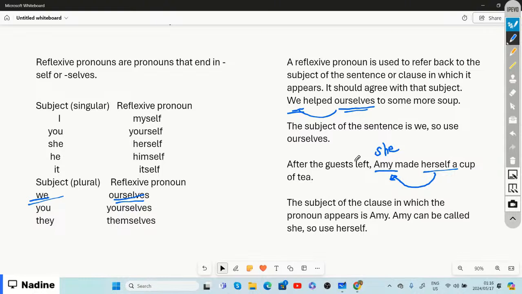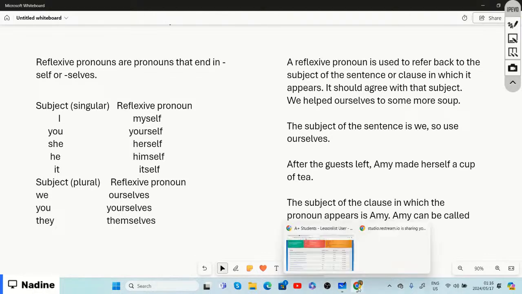And we are also going to find out now about our personal pronouns, because remember we said we need to discuss personal pronouns as well as reflexive pronouns, and we need to see the difference between them. And once again, before we go on to A plus students, a reflexive pronoun refers back to the subject of a sentence or clause in which it appears. It needs to agree with the subject.